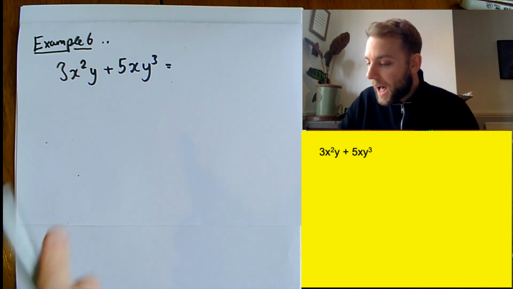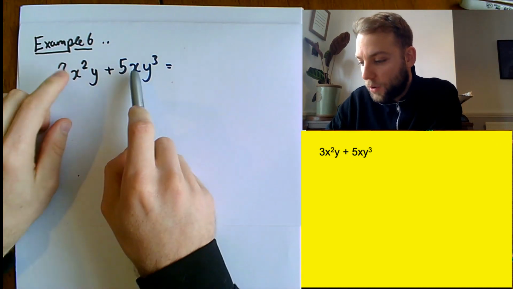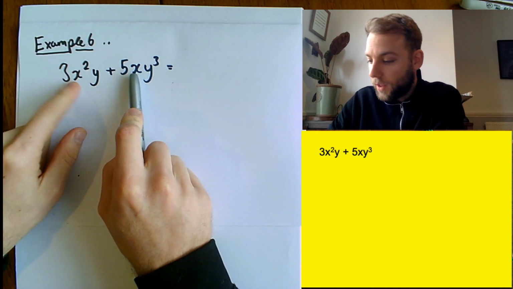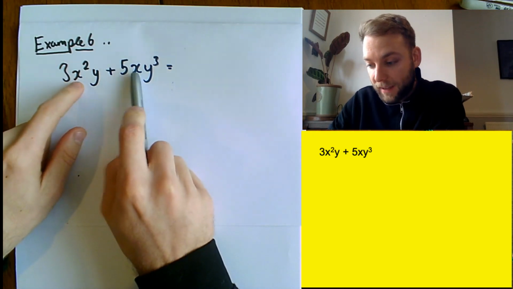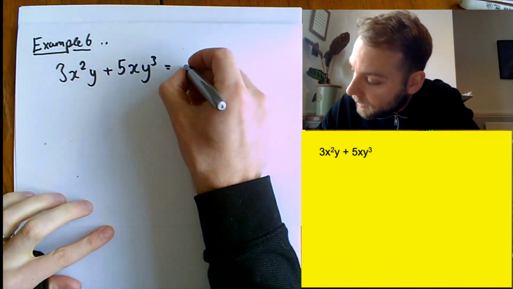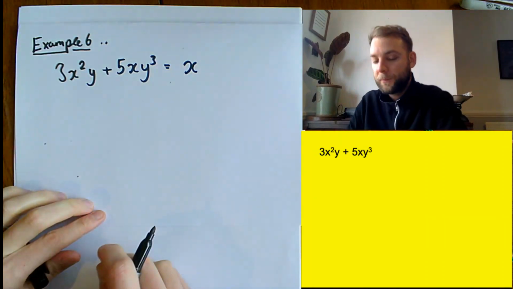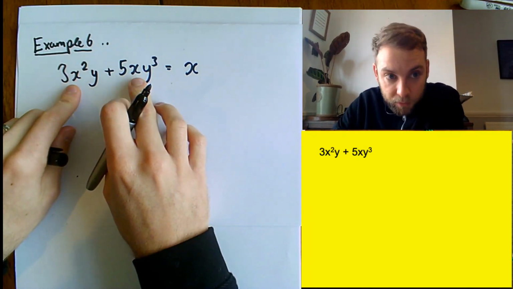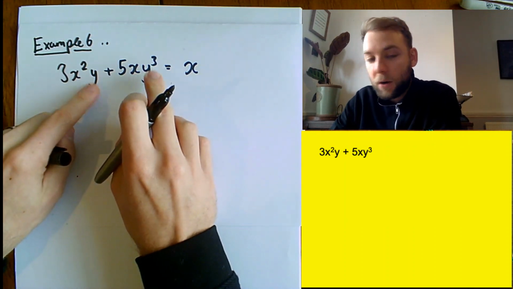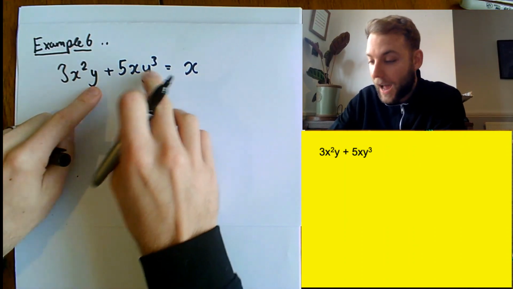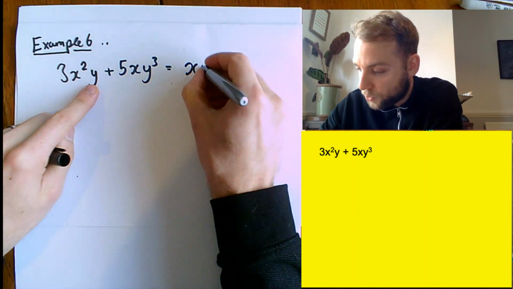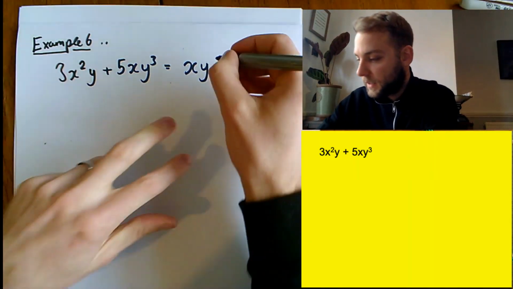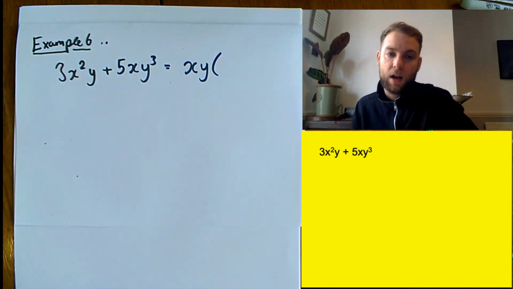So what's the highest power of x I've got in both of these? Well, the highest power of x I've got in both is 1x. So there needs to be an x outside. I'm not saying the highest power of x, I'm saying the highest power of x in both. What's the highest power of y I've got in both of these? Well, the highest power of y I've got in these is just y. So that needs to go outside. So there's my outside of my bracket.